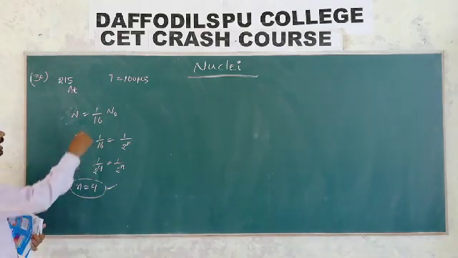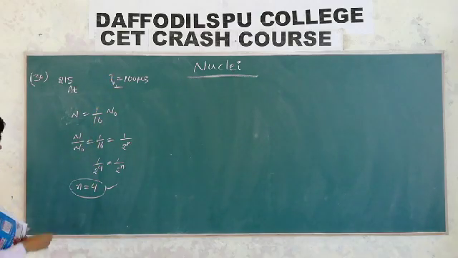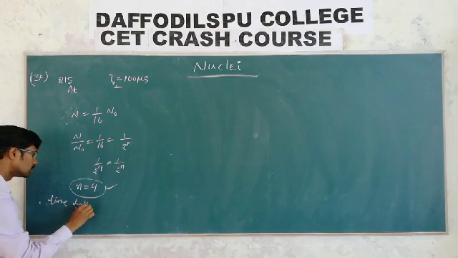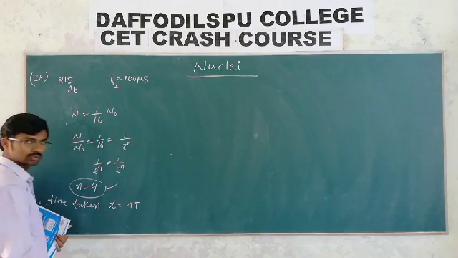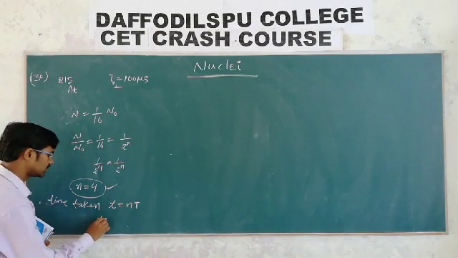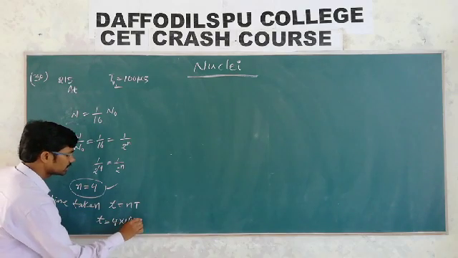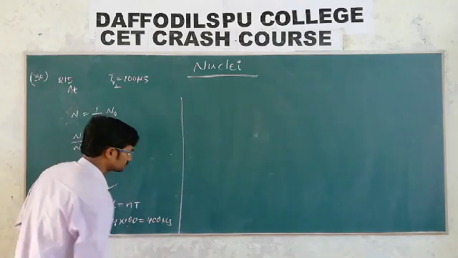But remember, the half-life is already given, 100 microseconds. Then the time taken t is equal to n into T half. So t is equal to 4 into T half, which is 4 into 100, equal to 400 microseconds.